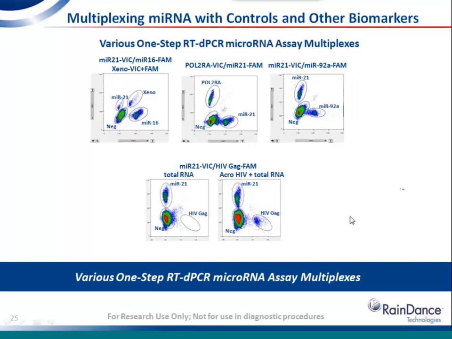And then down below, there's also some keen interest in the field of HIV in host responses to the infection. And so what's illustrated here is the ability to count miR21 and HIV GAG in the same assay. So you're looking at both endogenous host response and the viral infection in the same assay.